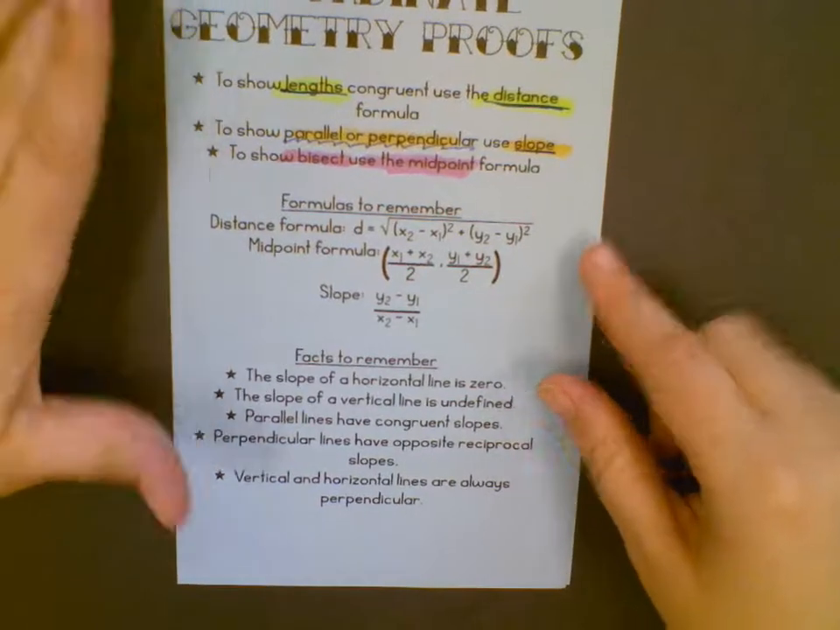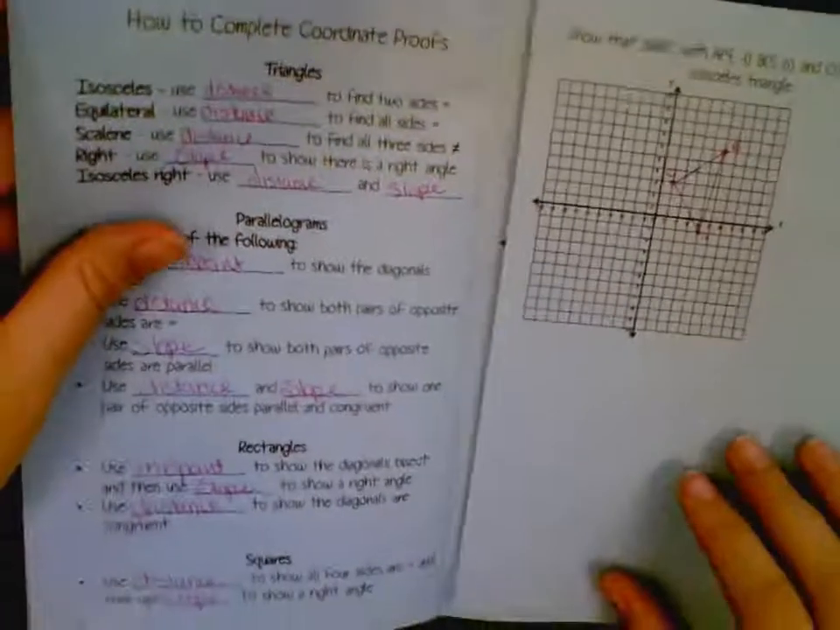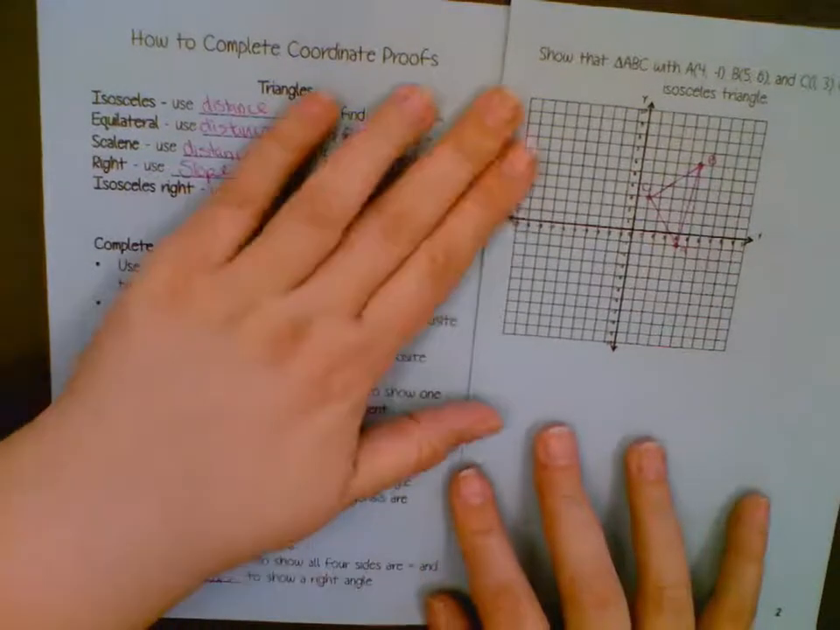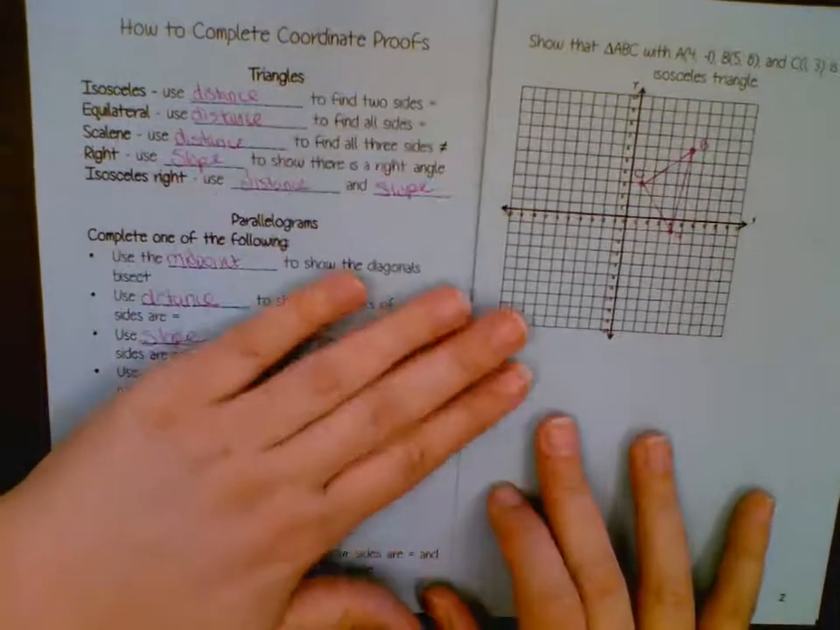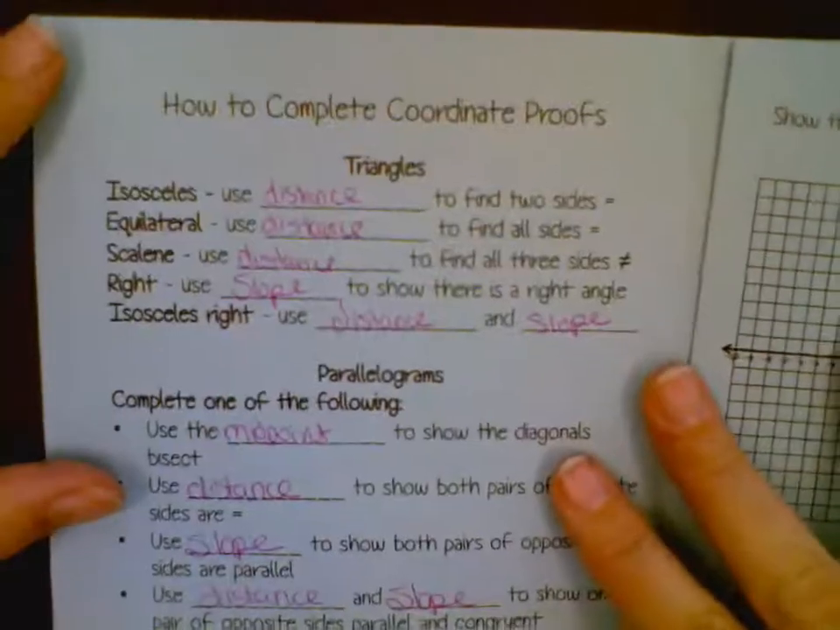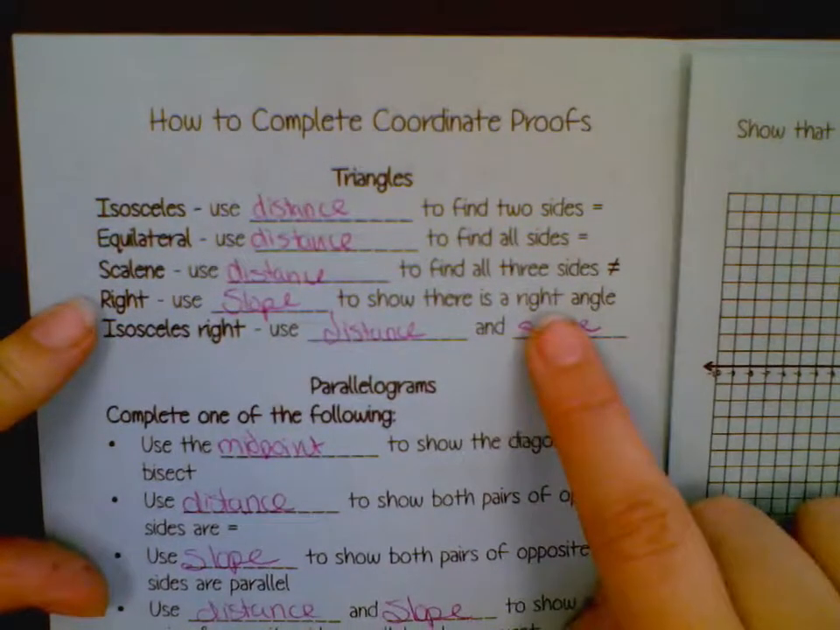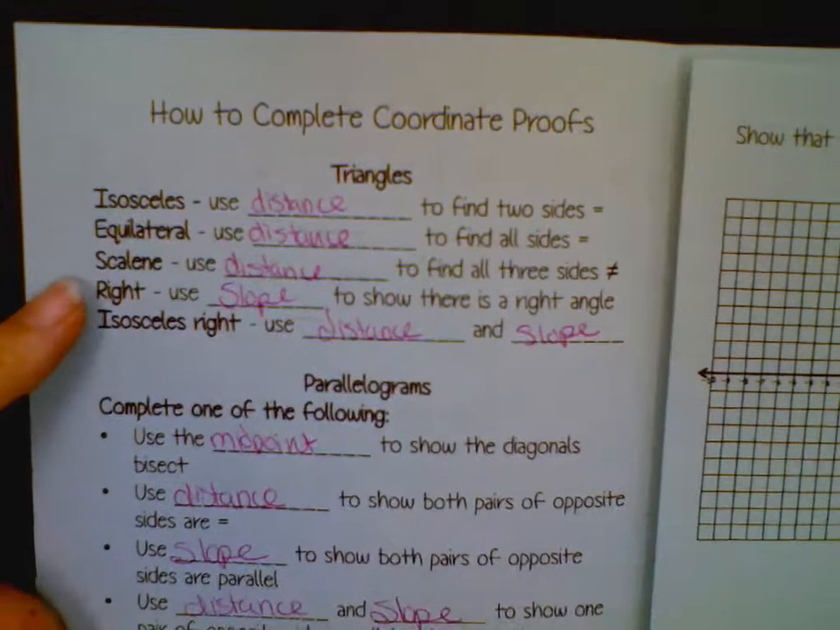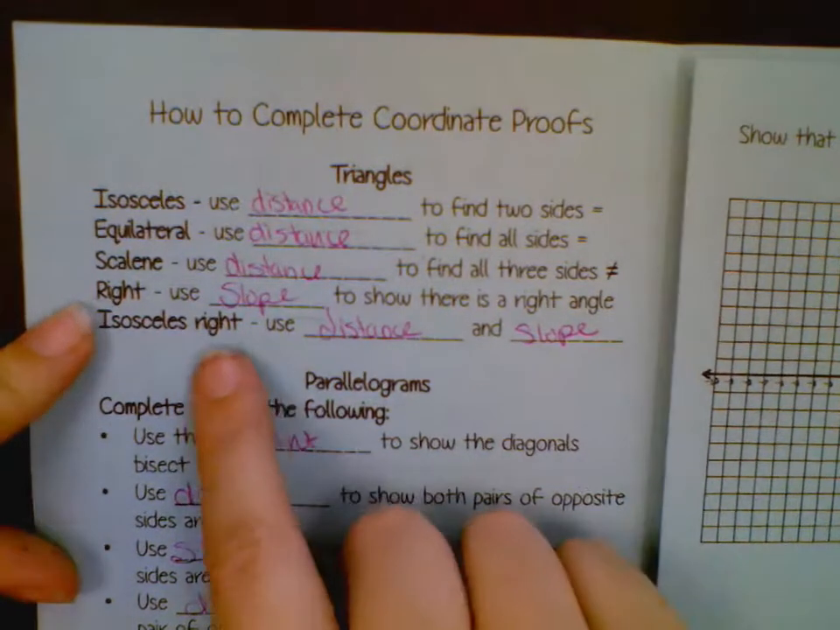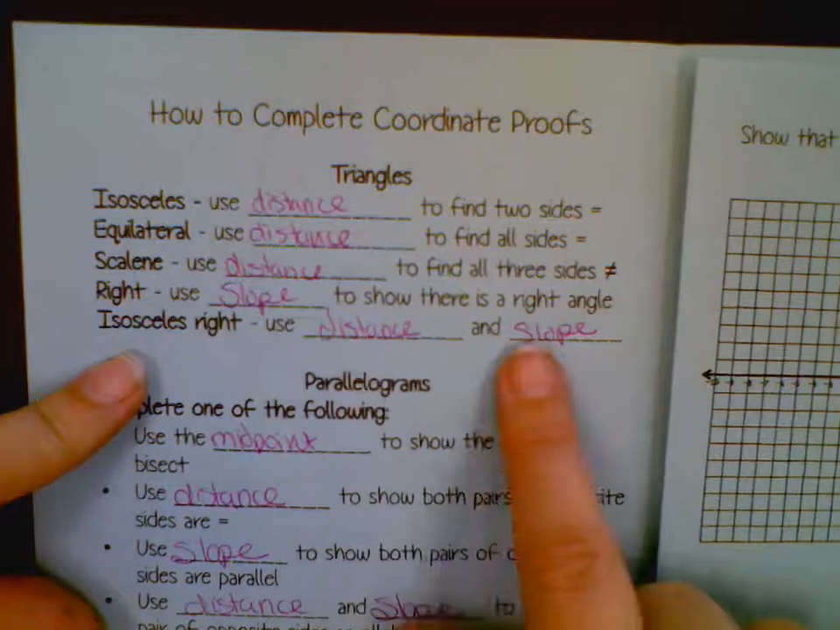Okay, so on our next page, we have a lot of tips on how to do these proofs, so let's go ahead and write those down. So if we're trying to show that triangles are isosceles, equilateral, scalene, then it would be using the distance formula because that's length. If we want to show that it's right, we would have to have a right angle, so we would use slope to show that they're perpendicular. And then if we want to show that it's isosceles and right, we would use the distance and the slope formula.